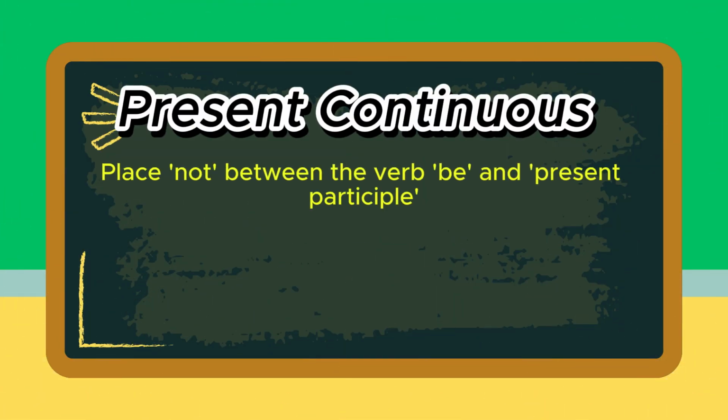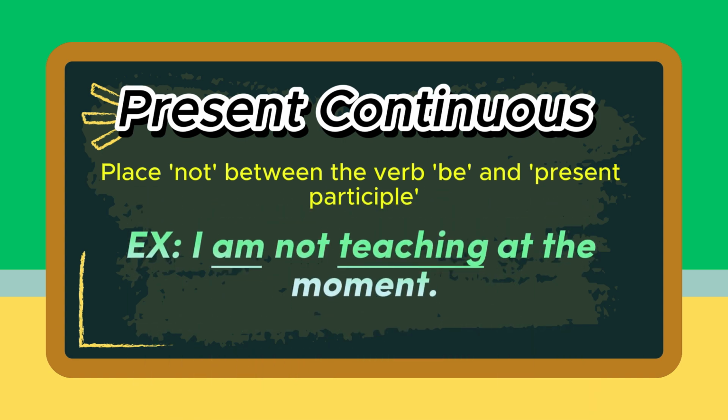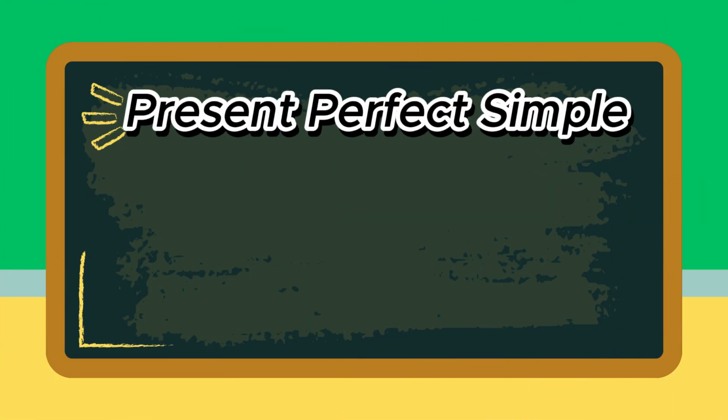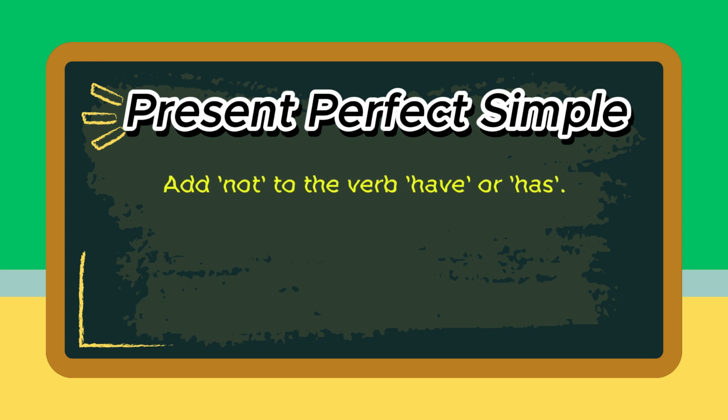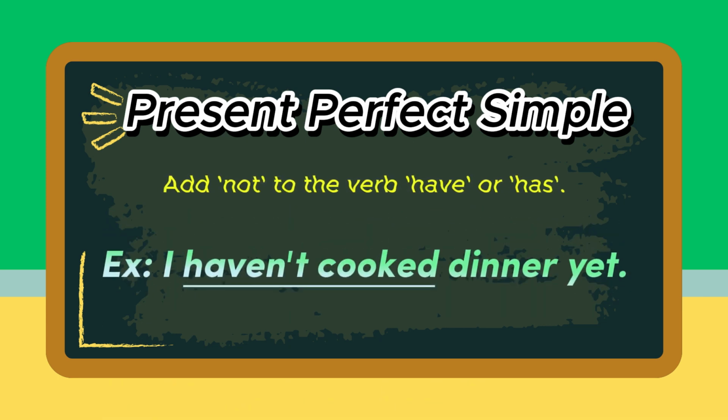Present continuous. Place not between the verb be and present participle. Example, I am not teaching at the moment. Present perfect simple. Add not to the verb have or has. Have not, haven't done. Has not, hasn't done. Example, I haven't cooked dinner yet.